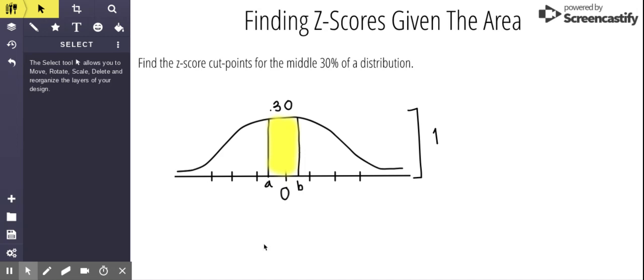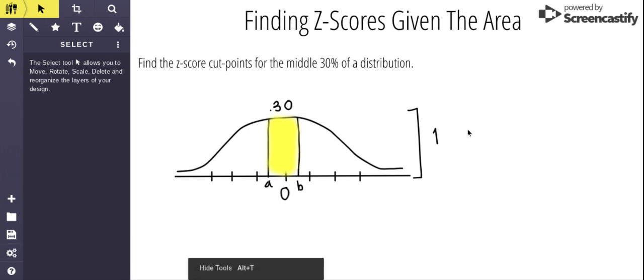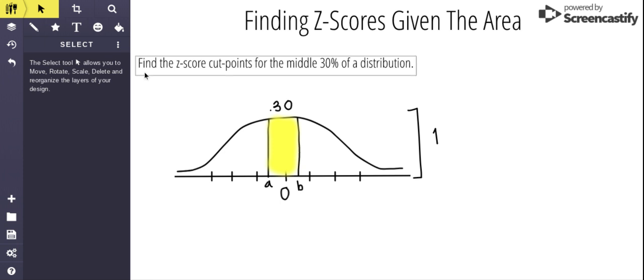Hey guys, in this video, I'm going to show you how to find the z-scores given the area of the distribution that you want to find. So in this problem example here, we have: find the z-score cut points for the middle 30% of a distribution.